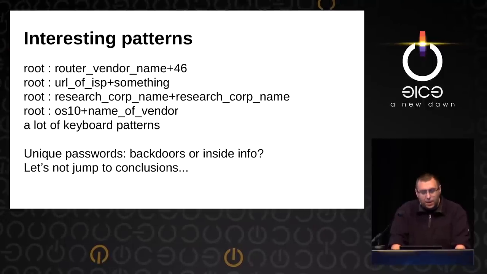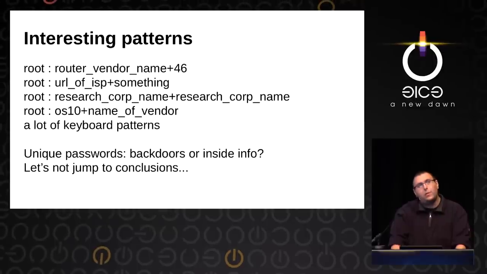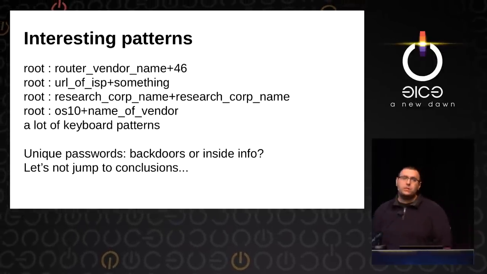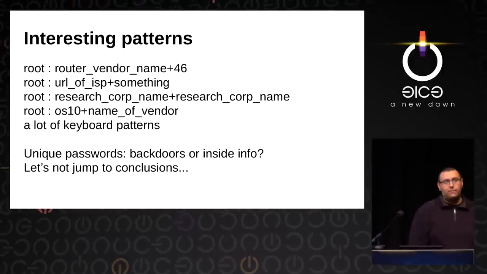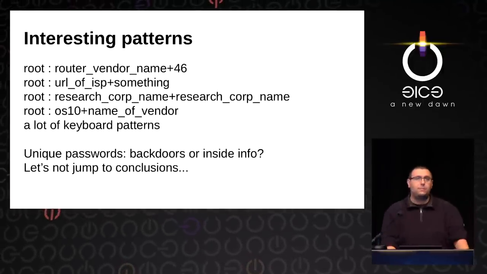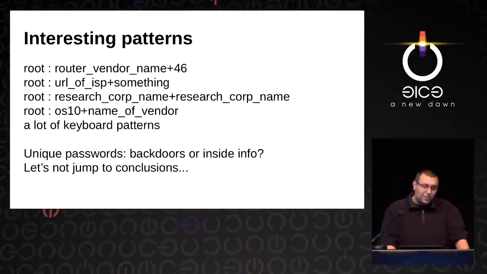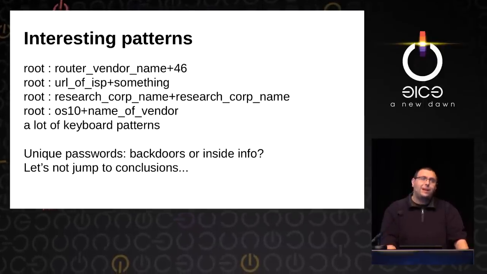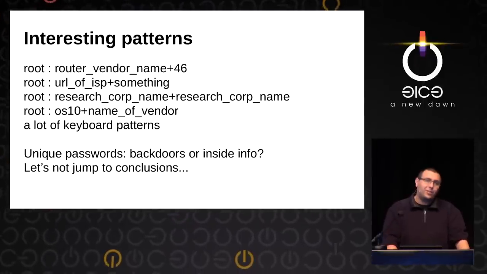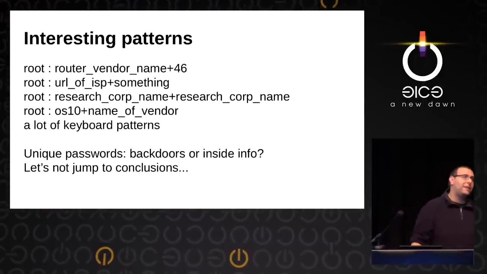Third one is twice the research corporation's name and some other combinations that you cannot find as default starting passwords of some systems. Now, there is an interesting question. Are those backdoors, or did somebody have inside info on how to break some systems and just simply tries everything? Let's not jump to conclusions, but I would ask all of you that are interested in such things just to take a look at the public-facing attack data, and you might find some interesting stuff in there.